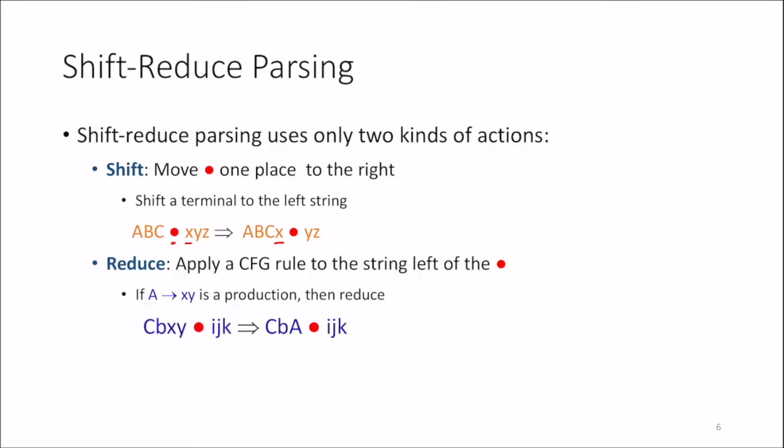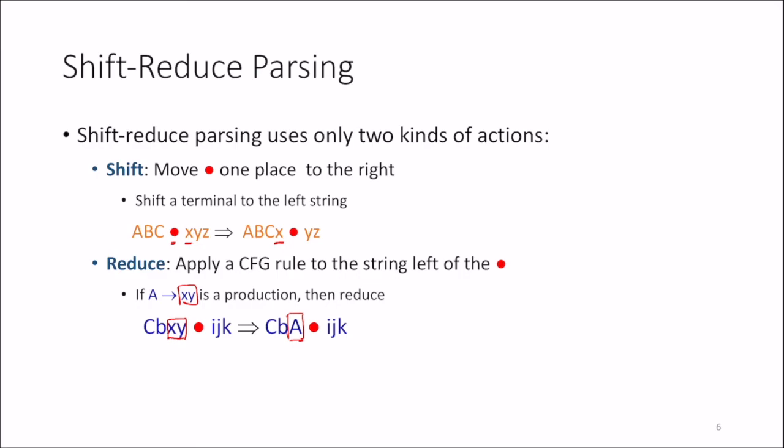And the reduce operation will apply a context-free rule to the string left of the separator. So if A goes to XY is a production, and XY is just to the left of the separator, then we can match this XY to the right-hand side of this rule in the context-free grammar and thereby replace the right-hand side with the left-hand side. So what I've done is a reduce action.